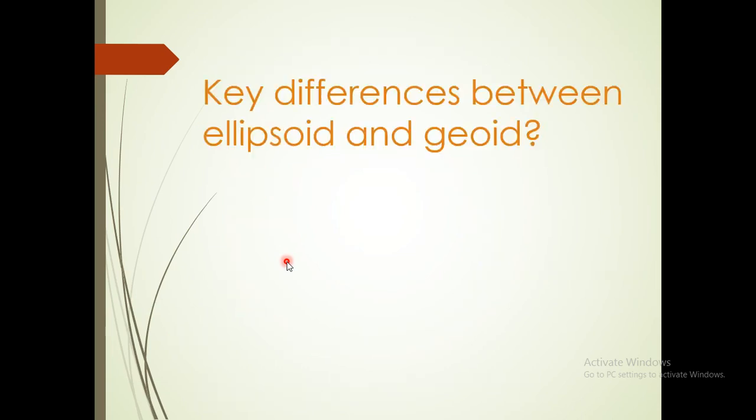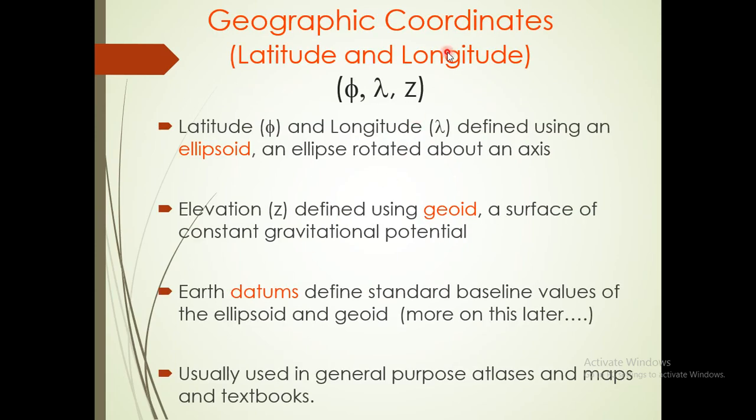The key differences between ellipsoid and geoid. What are the key? Okay, geographic coordinates, latitude and longitude. Kita tengok. Latitude, kita belajar dah. Longitude is defined using an ellipsoid, and the ellipsoid rotates around the axis. Elevation is defined using a geoid. Elevation, tinggi. Surface of constant gravitational potential. Earth datums define the standard baseline value of the ellipsoid and geoid. More on this later. And it is usually used in general purpose atlases, maps and textbooks.